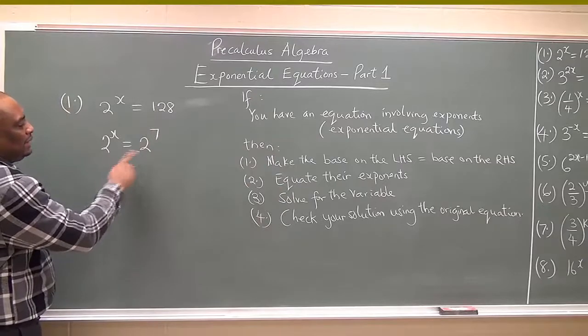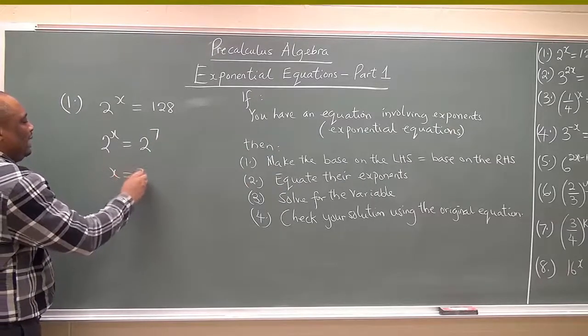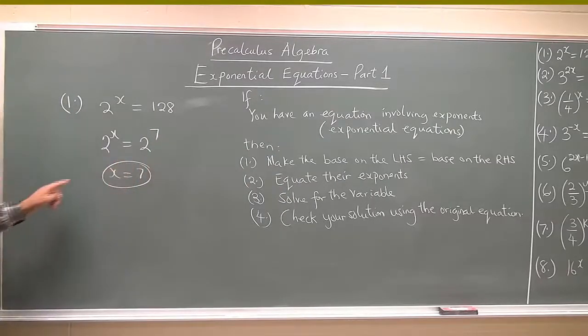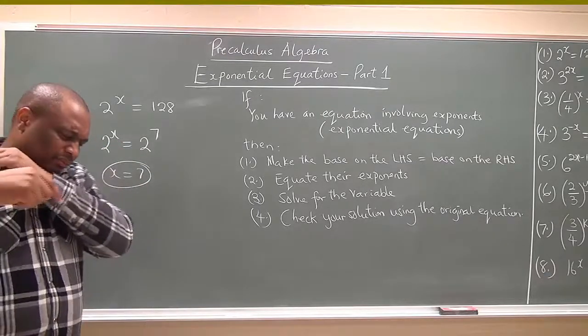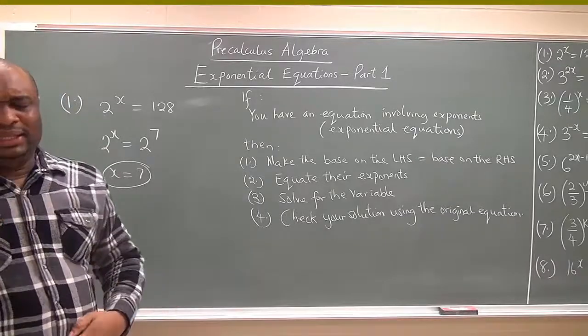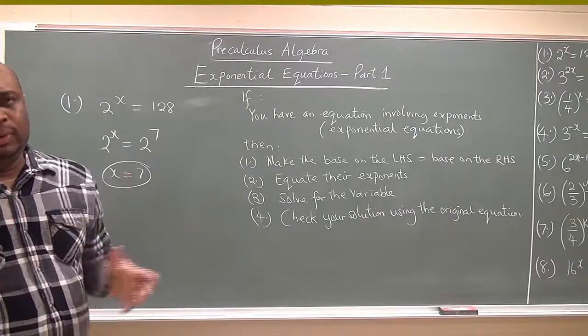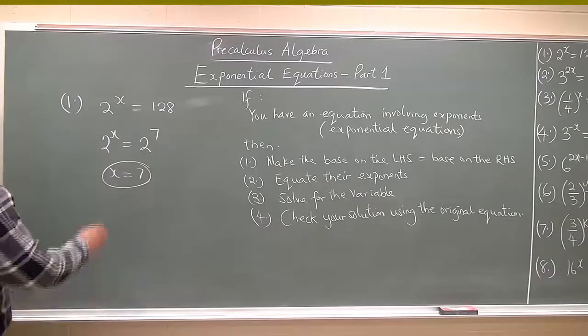And once they are the same base now, you can now equate their exponent. So our x is equal to 7. Once you have the same base on the left-hand side, same base on the right-hand side, you just equate the exponent. And then after that, you do what?